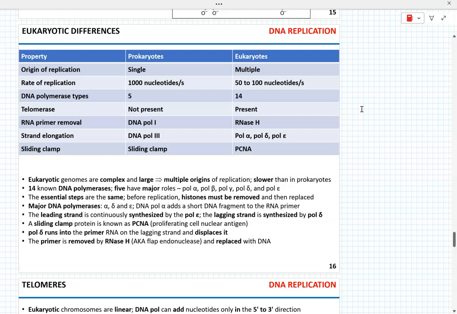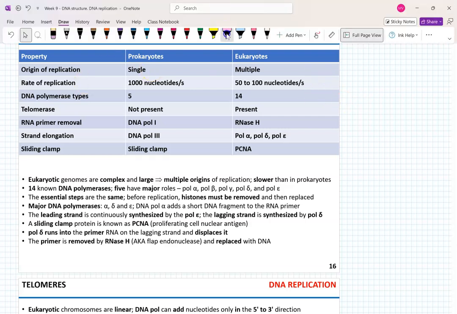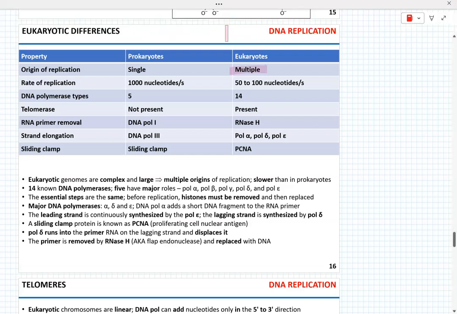DNA replication in eukaryotes is not drastically different from prokaryotes. There are some differences, though. So in eukaryotes, unlike in prokaryotes, there are multiple origins of replication because the DNA is much larger. The rate of replication is much slower, by about 10 times. There are 14 different DNA polymerases and like 5 in prokaryotes. There's a special enzyme called telomerase, which is critical, and we're going to talk about it.